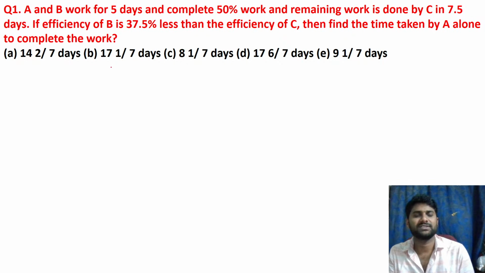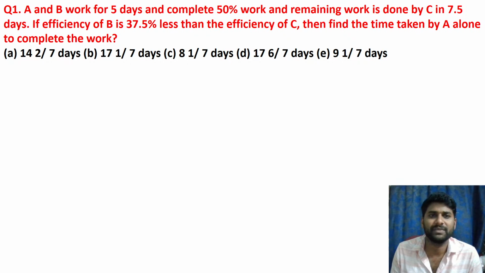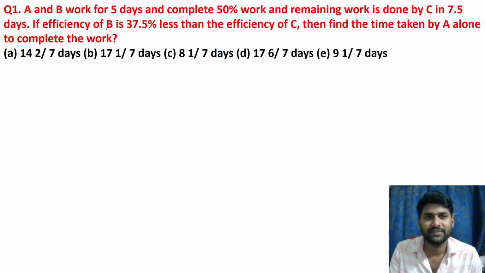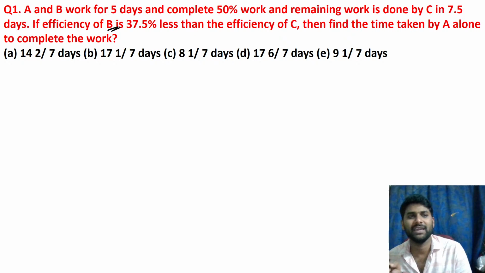See the information: A and B work for 5 days and completed 50% of the work, and the remaining work is done by C in 7.5 days. The efficiency of B is 37.5% less than the efficiency of C. Find the time taken by A alone to complete the work.